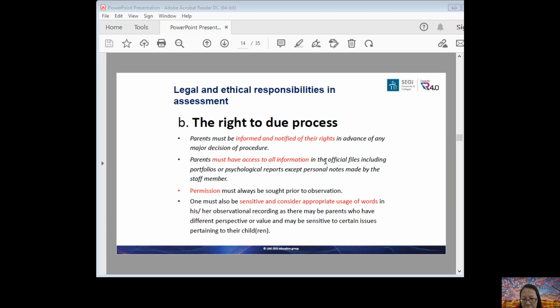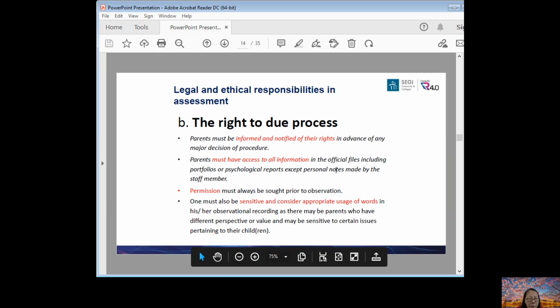The other thing is also we need to get permission. Permission must always be sought prior to observation, just like what you did for the two observations. One is a checklist, one is a running records narrative. So did you get your permission? Yes. So you have to get permission first before you can start to observe the child. Get the permission from the parents.